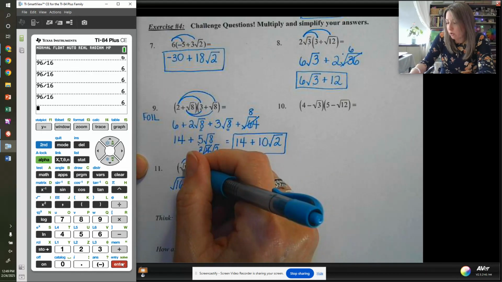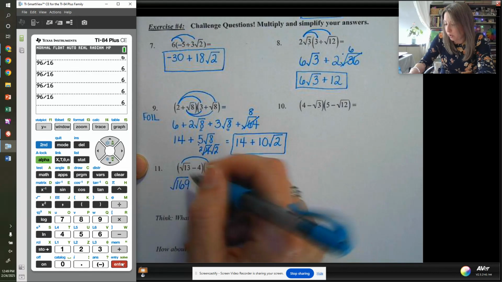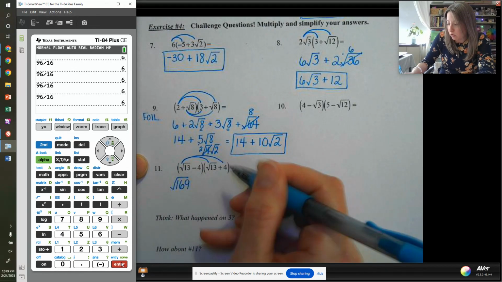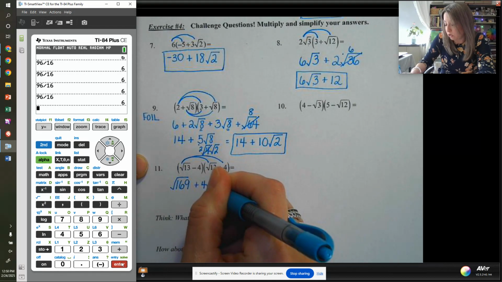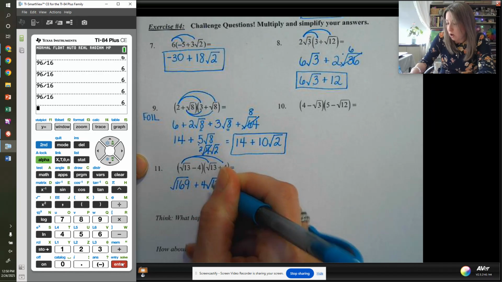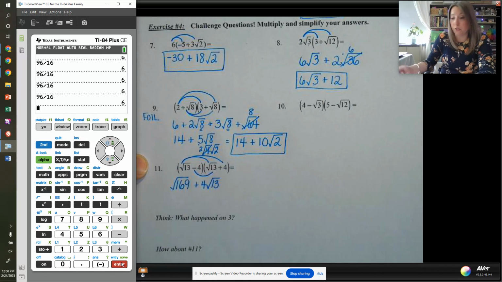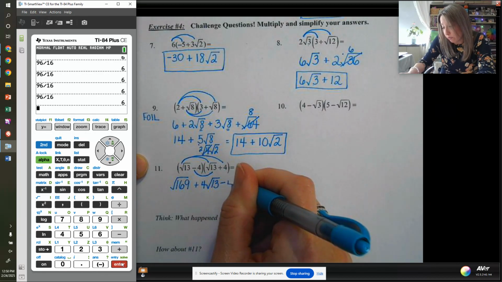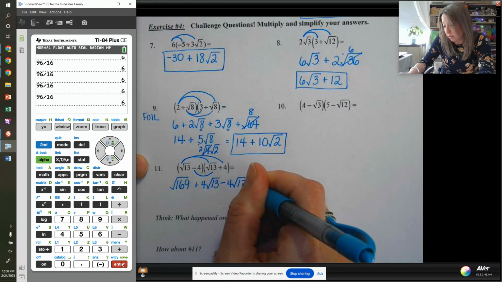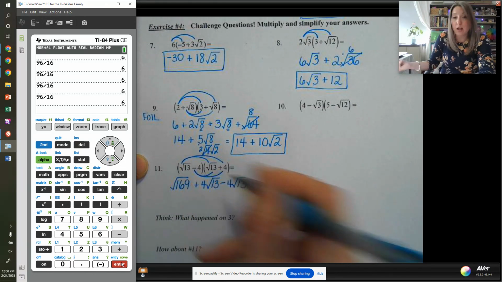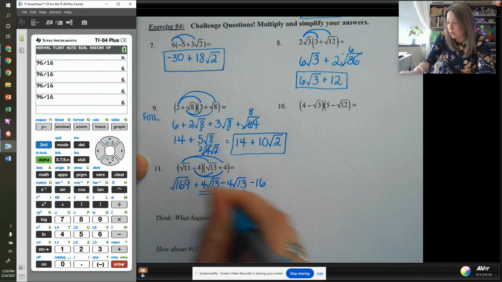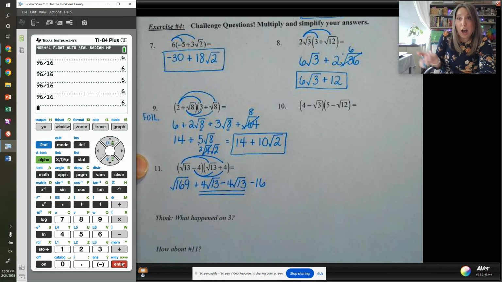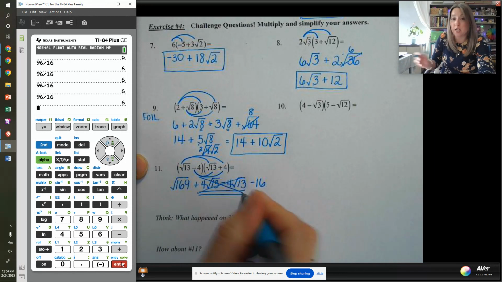And so radical 13 times radical 13 is radical 169. Radical 13 times 4 is plus 4 radical 13. Negative 4 times radical 13 is a negative 4 radical 13. And negative 4 times positive 4 is a negative 16 at the end. What do you notice in the middle? Those are opposites of each other. They're like terms that combine to give me 0.